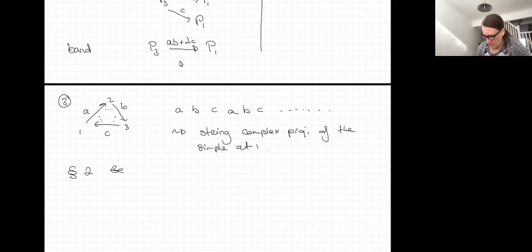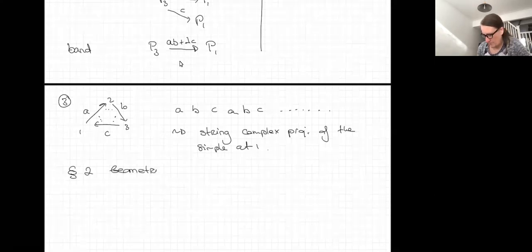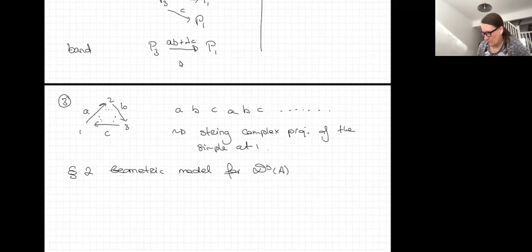So, geometric model for the bounded derived category of a gentle algebra. Okay, so this is joint work with Sebastian Opper and Pierre-Guy Plamondon.